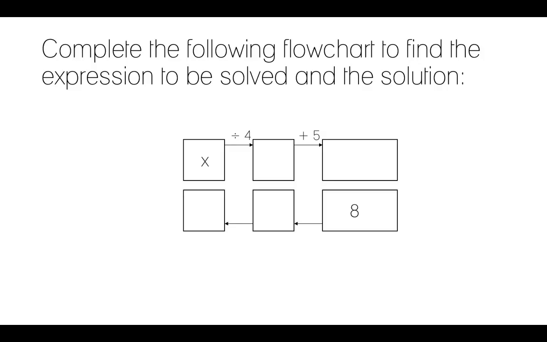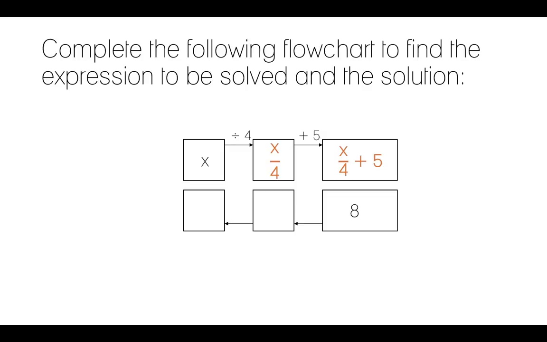Complete the following flowcharts to find the expression to be solved and the solution. So we've gone a little bit of a step further. Okay? We've really blanked it out here. So x divided by 4. Now remember, when we write x divided by 4, we go x over 4 like a fraction. Then we're going to add 5, which gives us x over 4 plus 5, or x divided by 4 plus 5. Now x divided by 4 plus 5 equals 8.